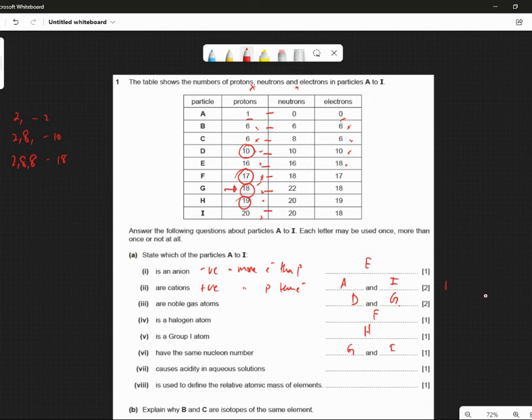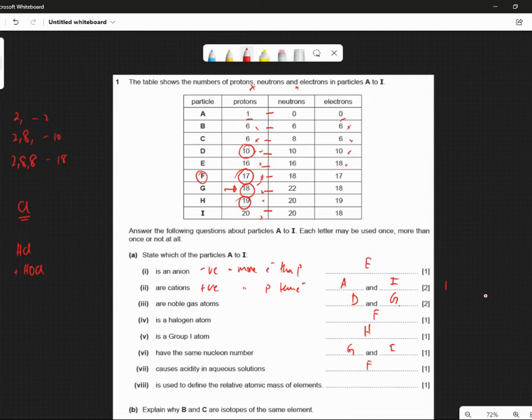Which causes acidity in aqueous solutions? All right, that's going to be an element, isn't it? That's on the right-hand side of the table. So chlorine, when you dissolve chlorine, you get an acid. You get HCl, and you get something called hypochlorous acid. So already we know what fluorine is, and which proton number 17 is used to define the relative atomic mass of elements. And that one's carbon, isn't it?